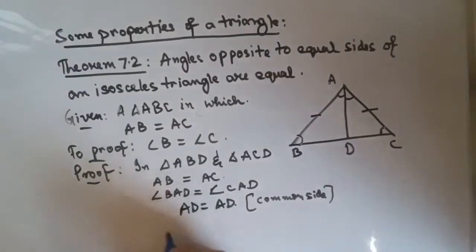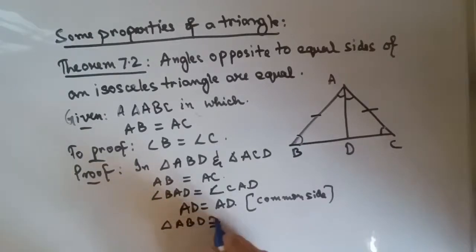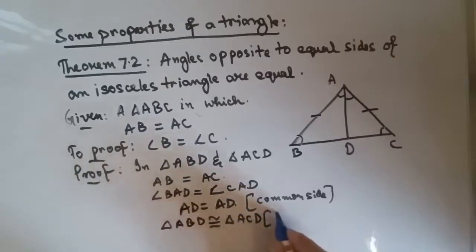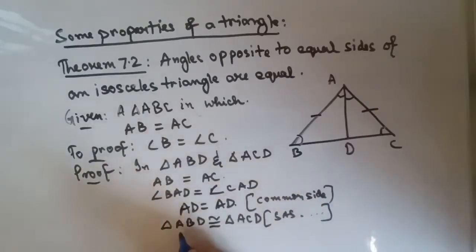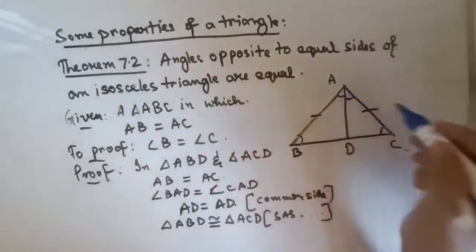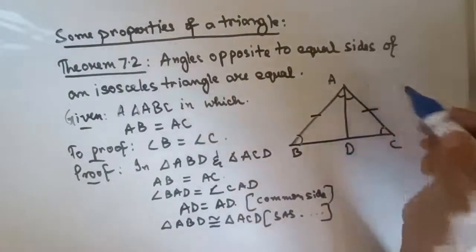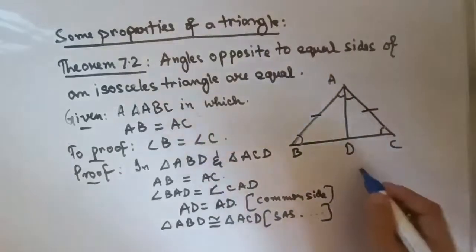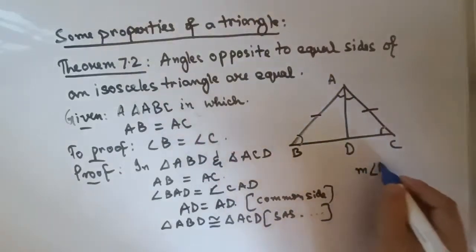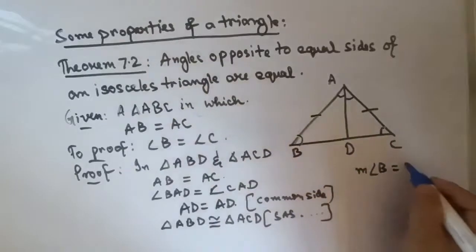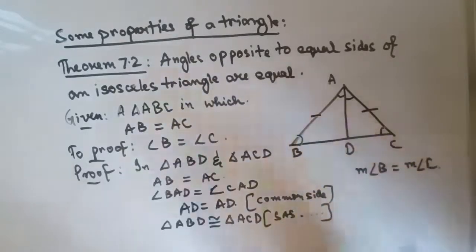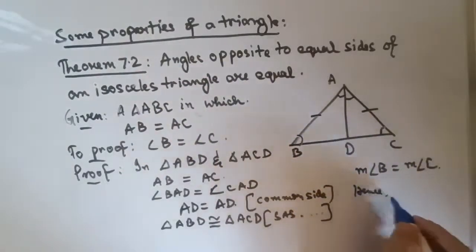Now, by SAS Congruence Rule, triangle ABD is congruent to triangle ACD. Since these two triangles ABD and ACD are congruent to each other, measure of angle B is equal to measure of angle C. Hence, proved.